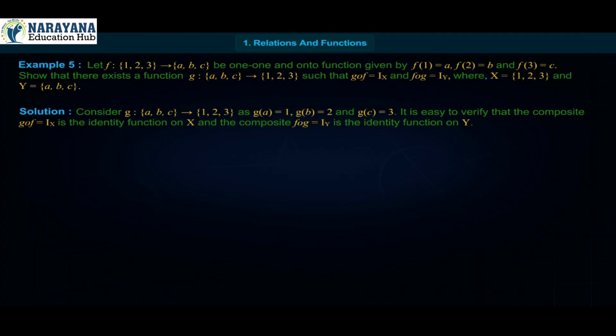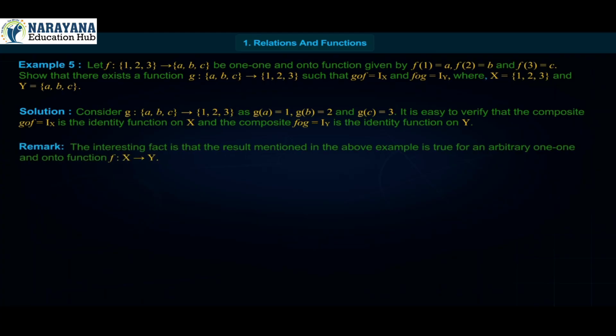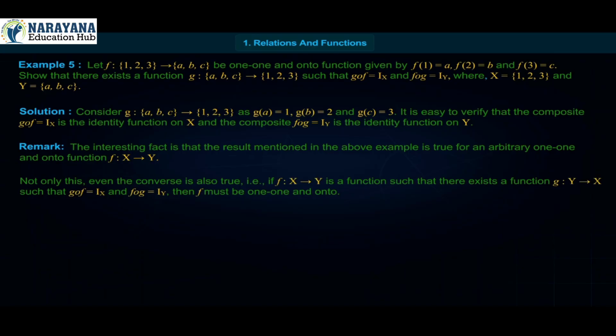It is easy to verify that the composite g∘f = I_X is the identity function on X and the composite f∘g = I_Y is the identity function on Y. Remark: the interesting fact is that the result mentioned in the above example is true for an arbitrary 1-1 and onto function f from X to Y. Not only this, even the converse is also true.